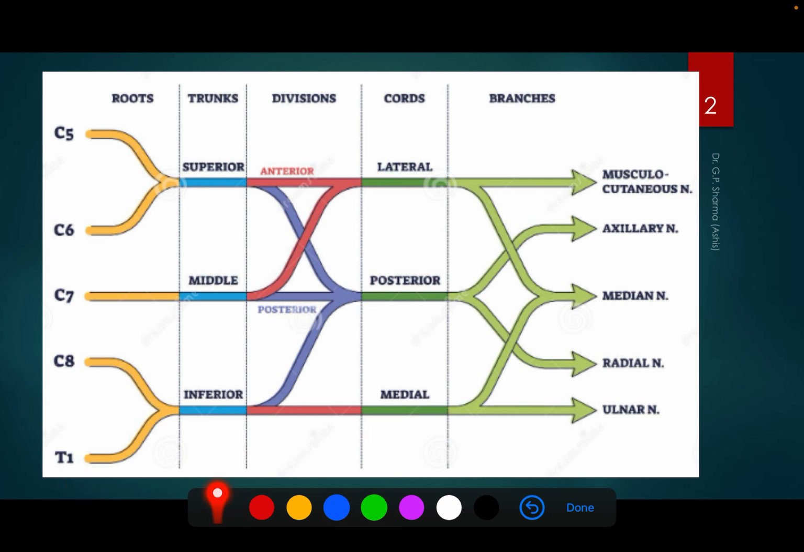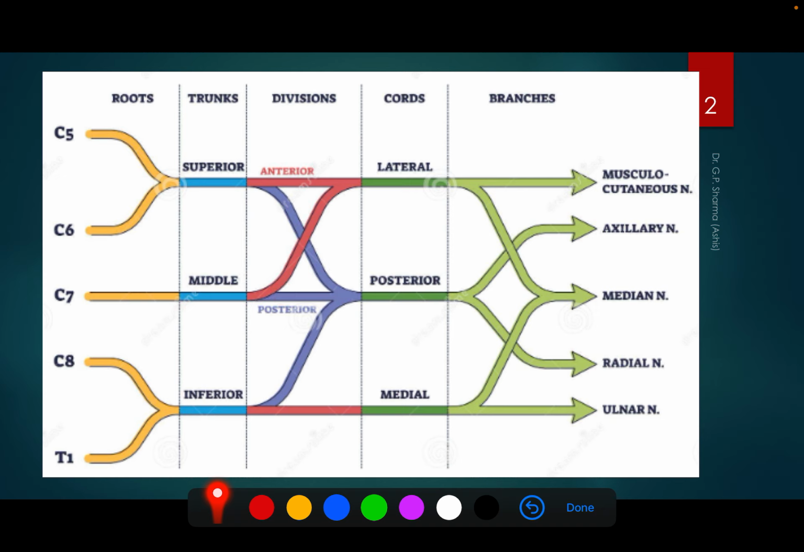And we discussed about the trunks. C5 and C6 combined form the superior trunk, the C7 alone forms the middle trunk, and C8 and T1 form the inferior trunk. After that the trunks go to the divisions. Each trunk divides into an anterior division and a posterior division. Here we have the posterior division and the anterior division, right? So all of these posterior divisions combine together to form the posterior chord that we discussed last class.